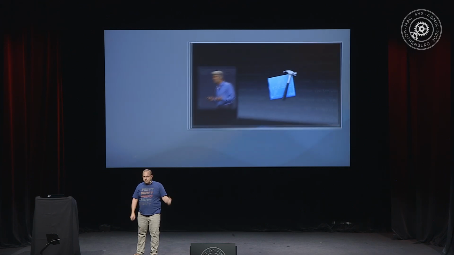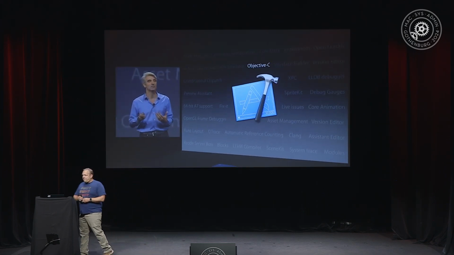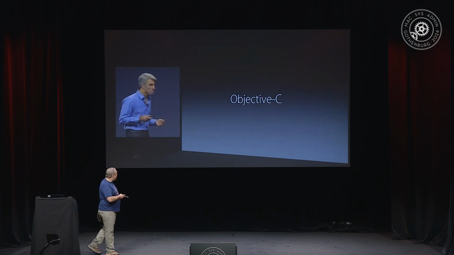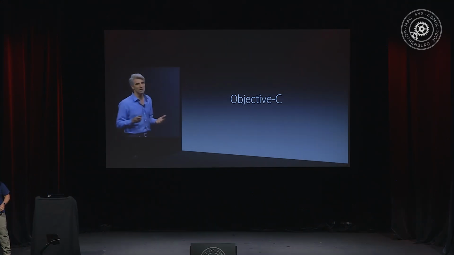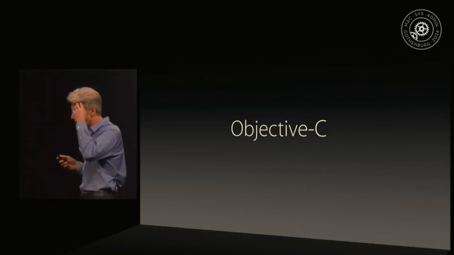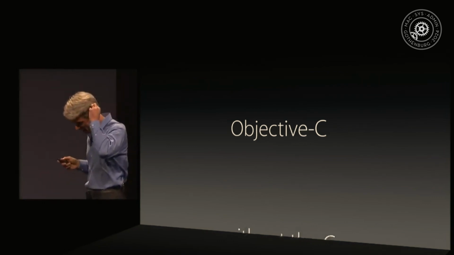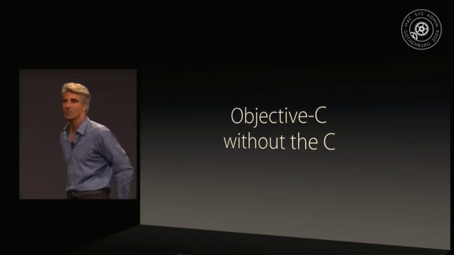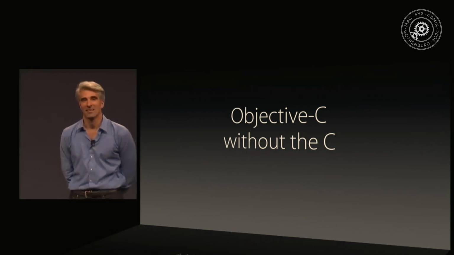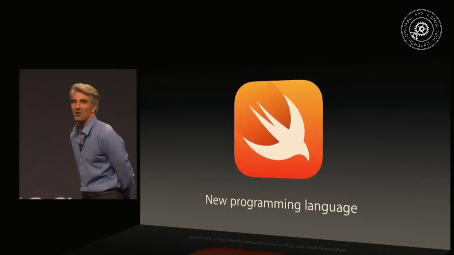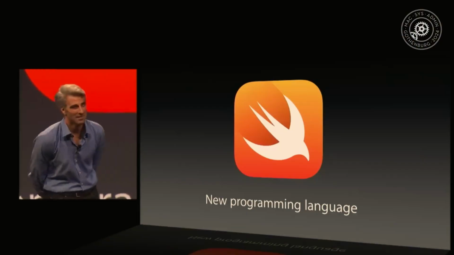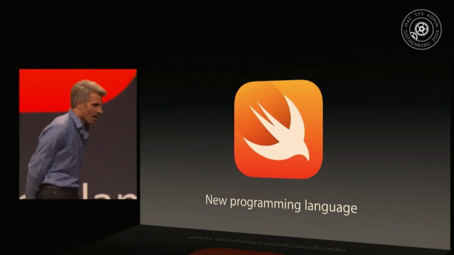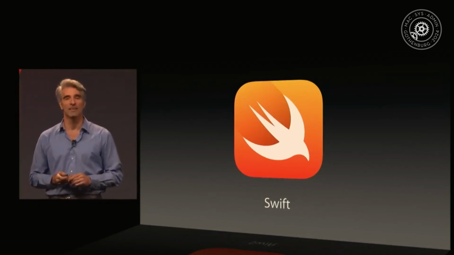We also got this. Central to Xcode is the language we use to develop our apps, Objective-C. Now, Objective-C has served us so well for 20 years. We absolutely love it. But we had to ask ourselves the question, what would it be like if we had Objective-C without the baggage of C? Well, we did more than think about it. We have a new programming language. The language is called Swift, and it totally rules.